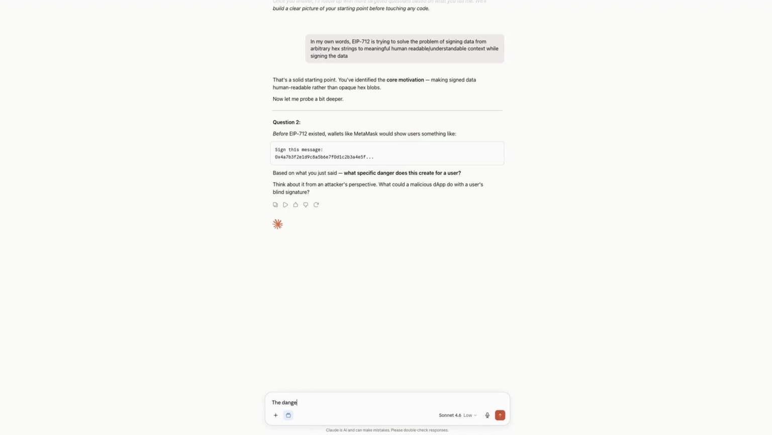The dangers can include stealing users' funds, making the user approve to spend tokens to the attacker's wallet, which the attacker can later use to move funds from the user's wallet to any other destination.